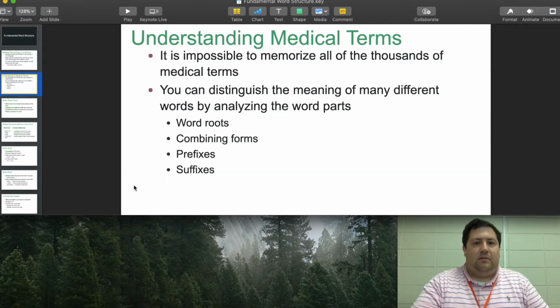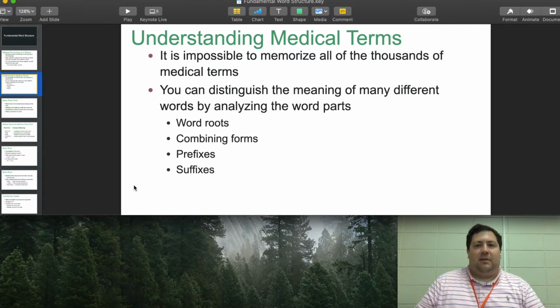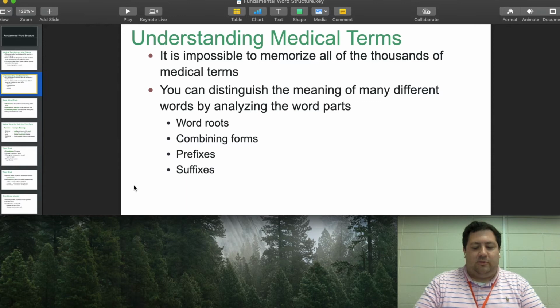Okay? It is impossible to assemble a database in your mind of all of the thousands and thousands of medical terms. There's no way it's going to be humanly possible for you to have a database in your brain for all these different medical terms. However, if you can break the medical terms into their specific parts, then you can identify what those parts are, and you can then start to decipher the meaning of those words.